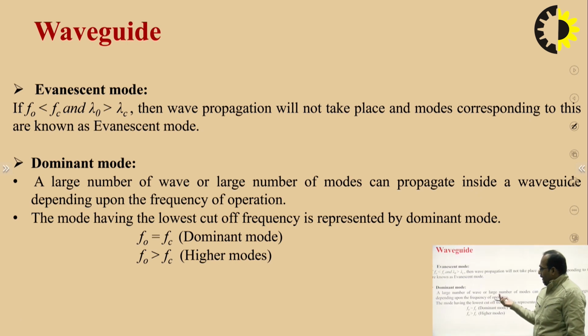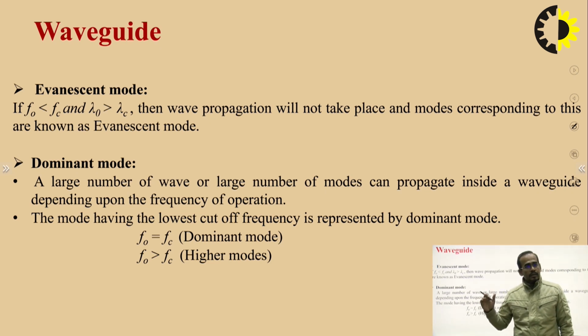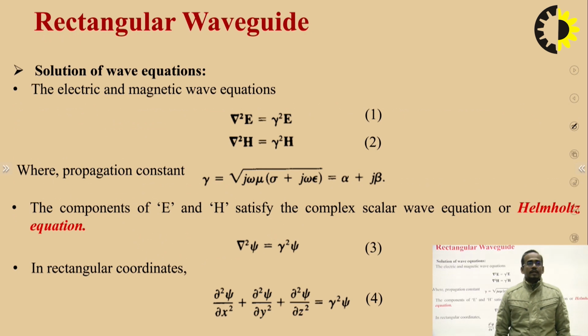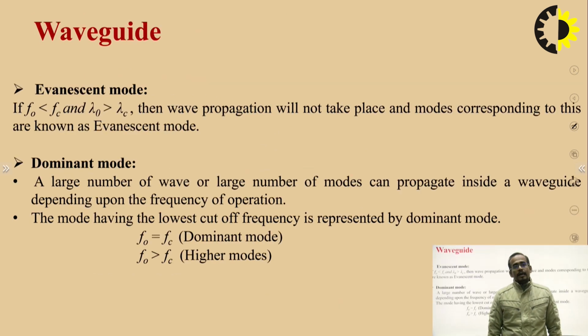And what is the dominant mode? A large number of modes can propagate inside a waveguide depending upon the frequency of operation. So if F naught is equal to Fc, then this is known as the dominant mode, and if F naught is greater than Fc, then it is known as a higher mode.